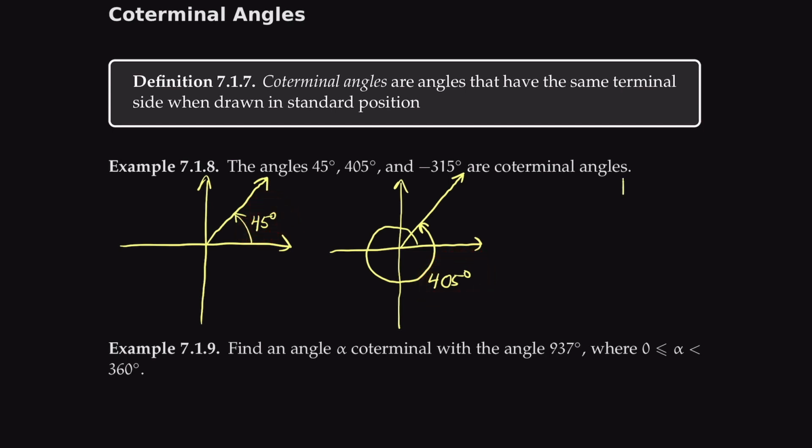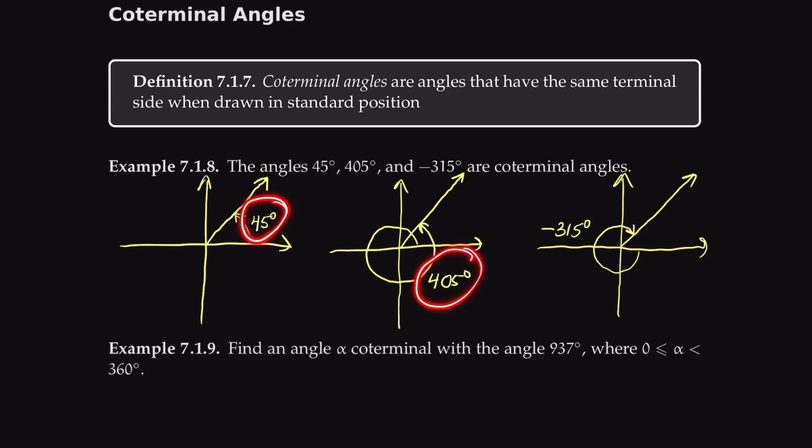And we could draw another one. For example, if instead of going counterclockwise, we get to that terminal side by going clockwise and land in that same position, that's yet another angle, right, that is coterminal to the first two. And in fact, we would need to go negative 315 degrees to get to that angle. But you'll notice these three angles, they all differ by multiples of 360, right? By this angle all the way around to the same place, 360 degrees.